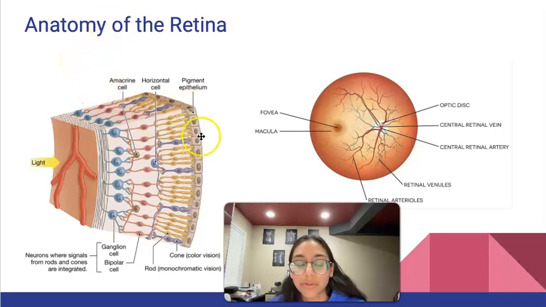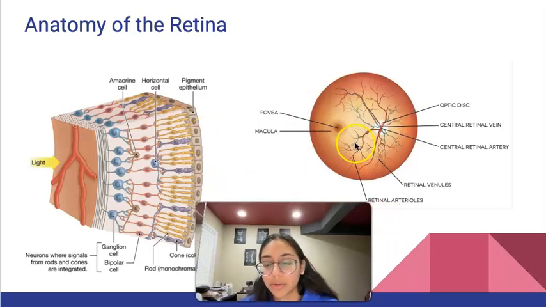And then we also have the pigment epithelium, and it's this dark color because of a pigment called melanin, and its responsibility is to absorb excess light in the eye so that our vision is not distorted. And then over here, we just have another view of the retina.